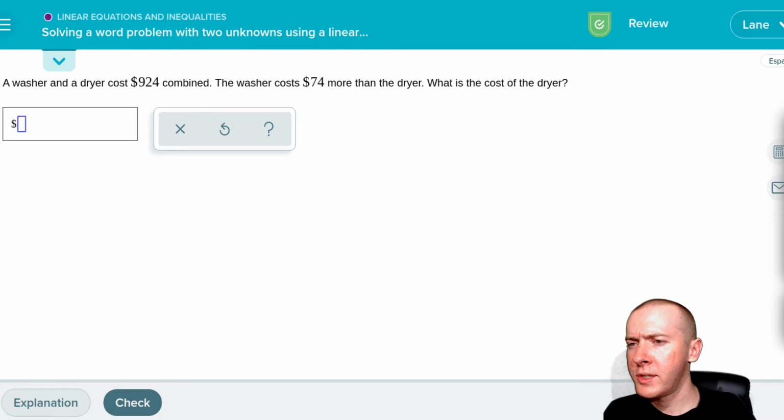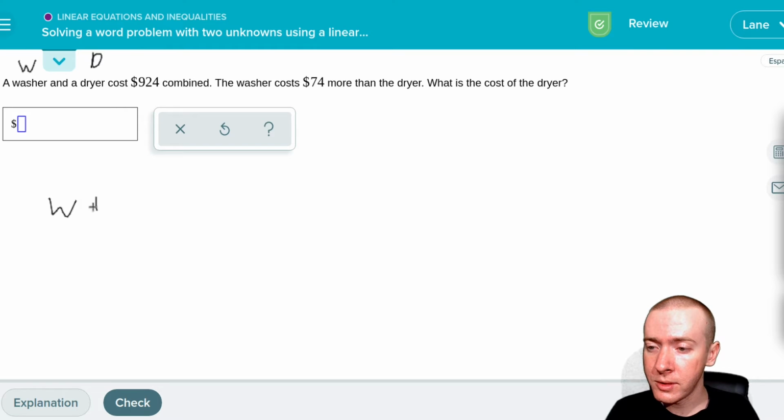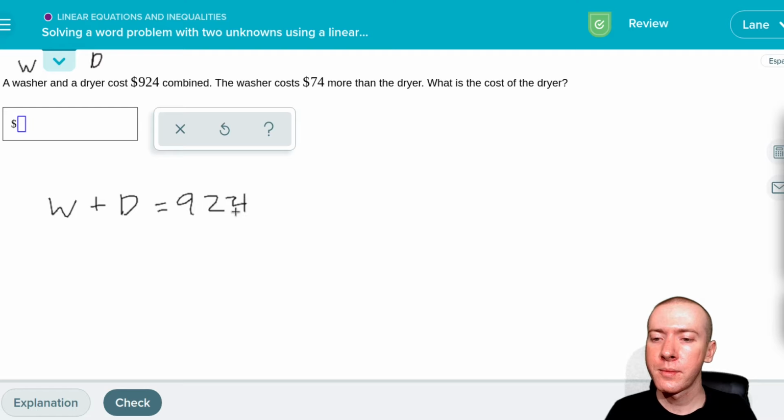This problem has a washer and a dryer. So washer is W, dryer is D. They cost $924 combined. What does that mean? W plus D is 924. The washer costs $74 more than the dryer. This sentence means W equals 74 plus D, right?